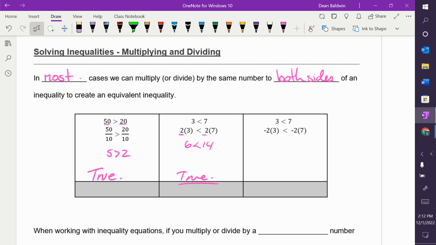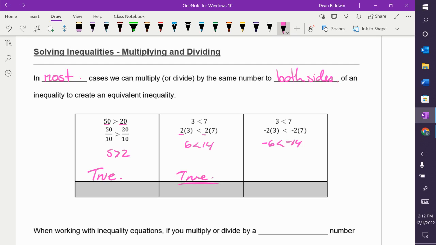Now, however, let's look at the last one. 3 is less than 7. Is that true? Wait, no, sorry. That part is true. If I multiply through by -2, -2 times 3 is -6, and -2 times 7 is -14. Is -6 smaller than -14? No, it is not.